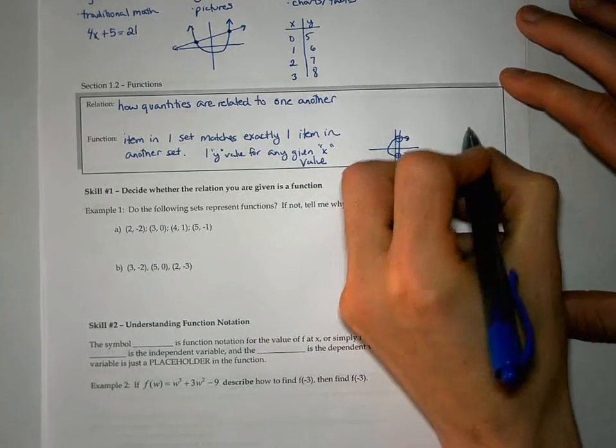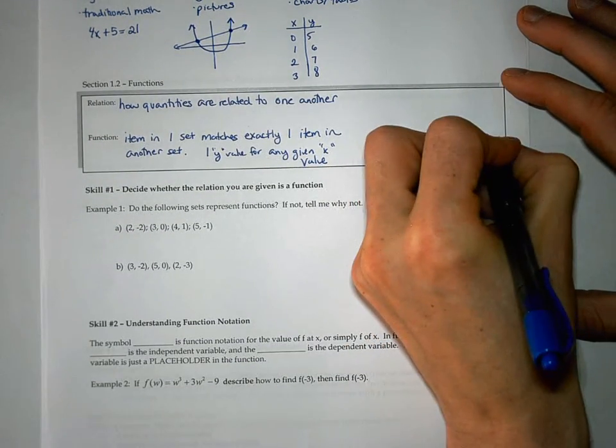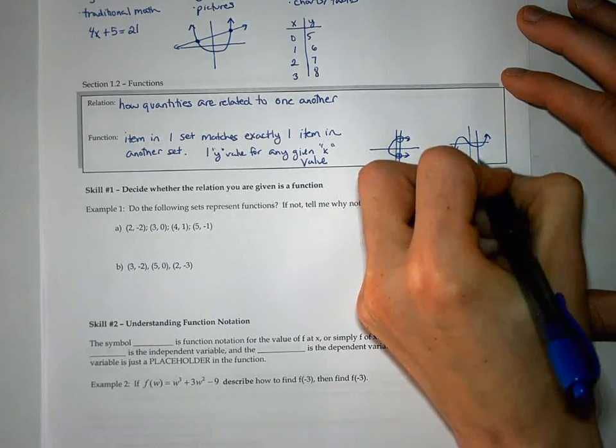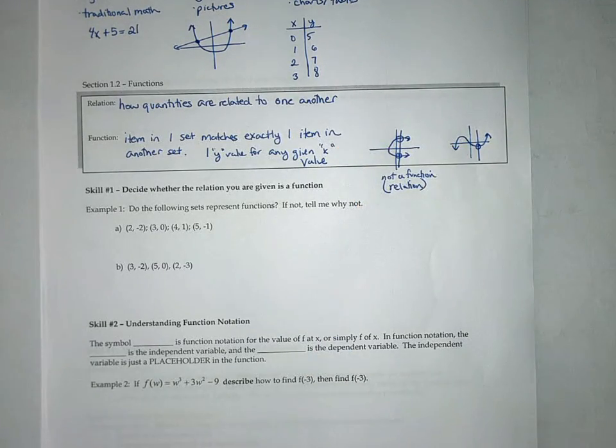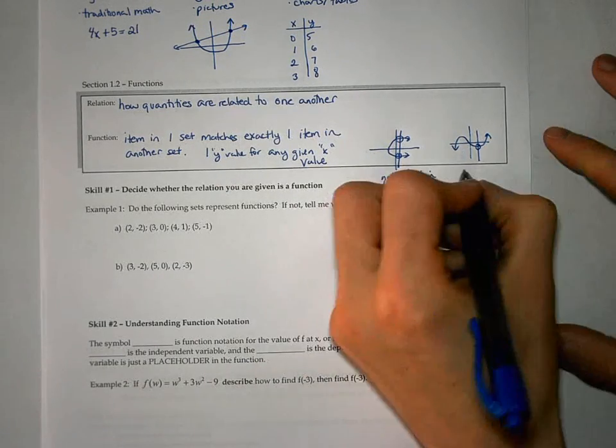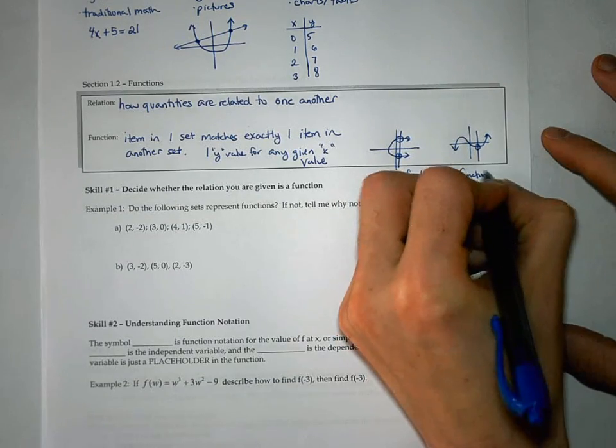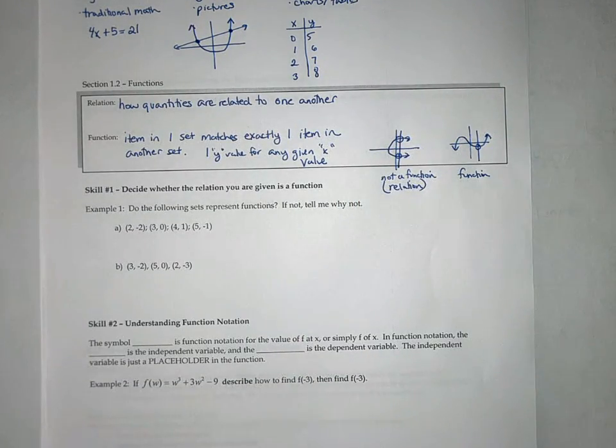But if I have a graph such as this, where I draw a vertical line through at any point along the graph, and the vertical line only crosses that graph at one point, then this is a function. It's also a relation, as a function is a special type of relation.